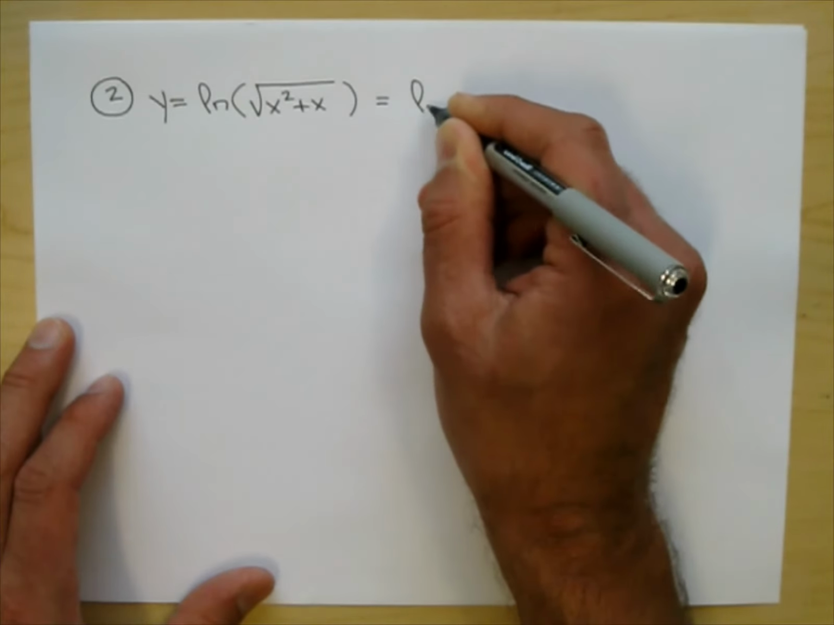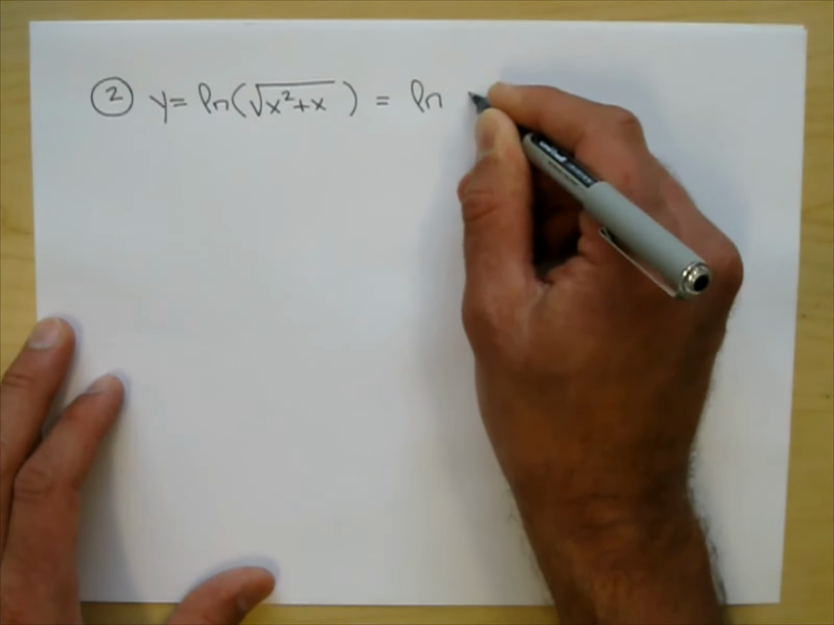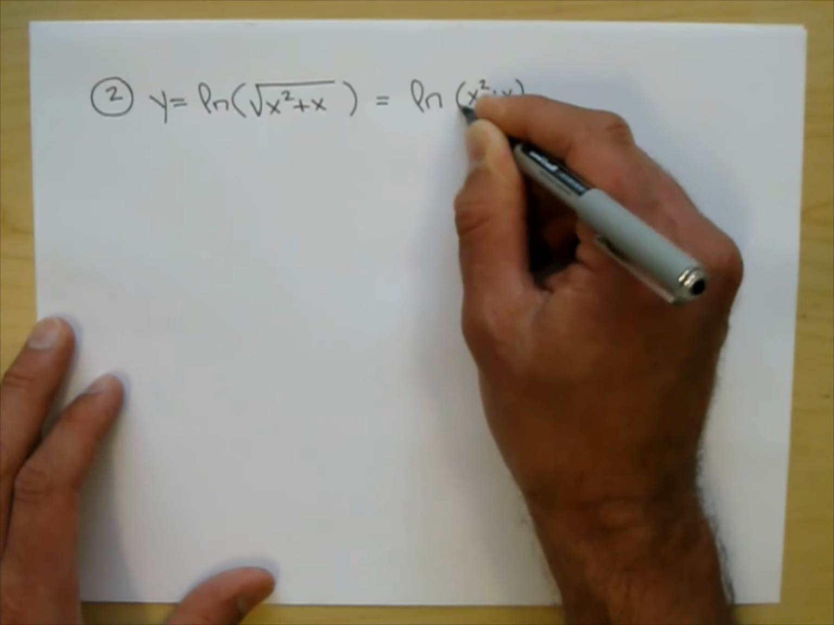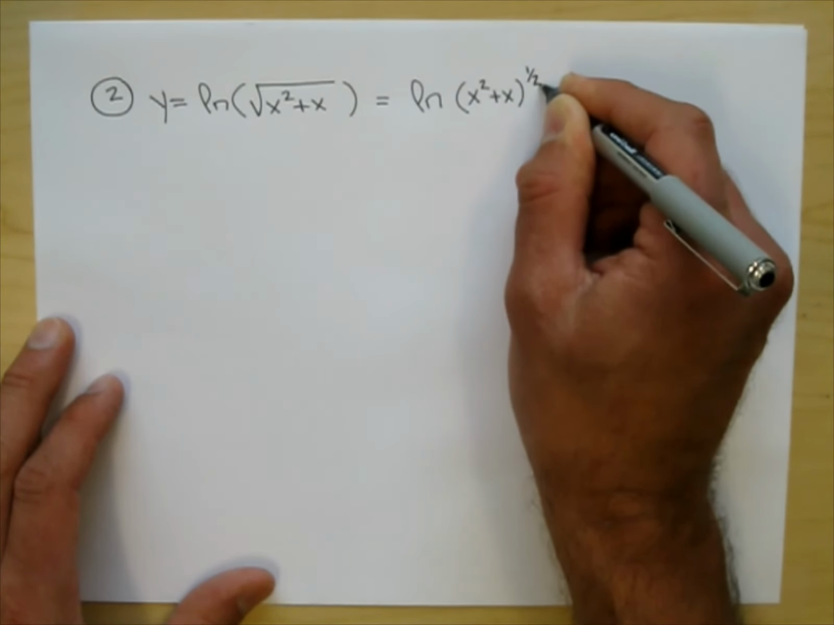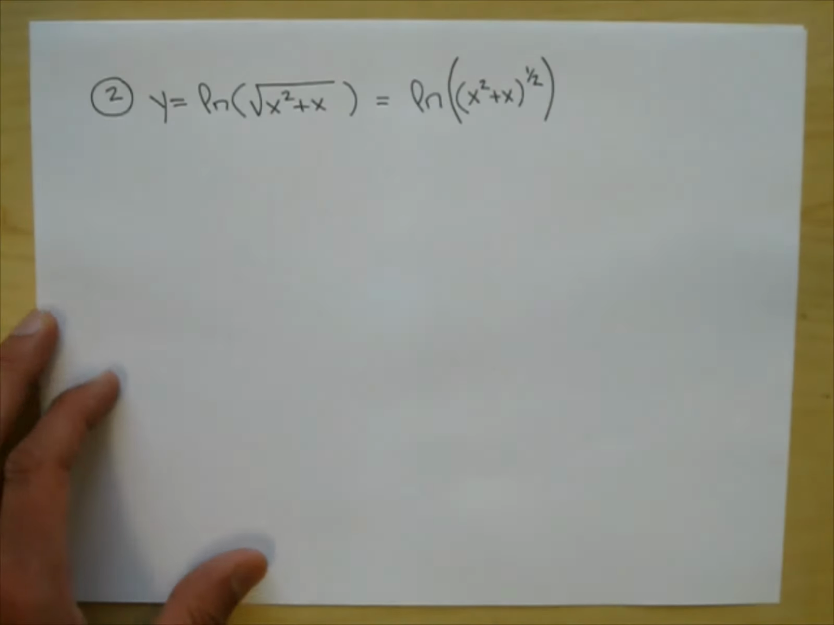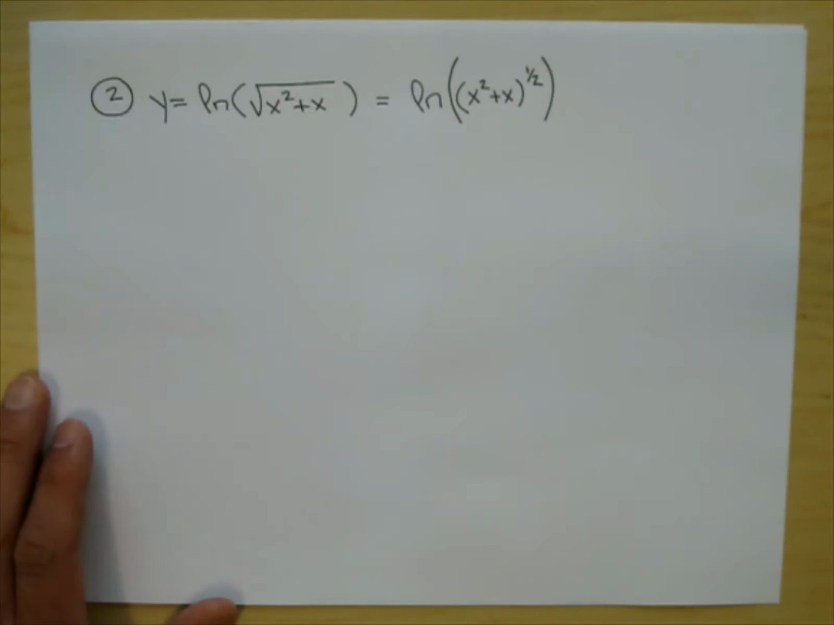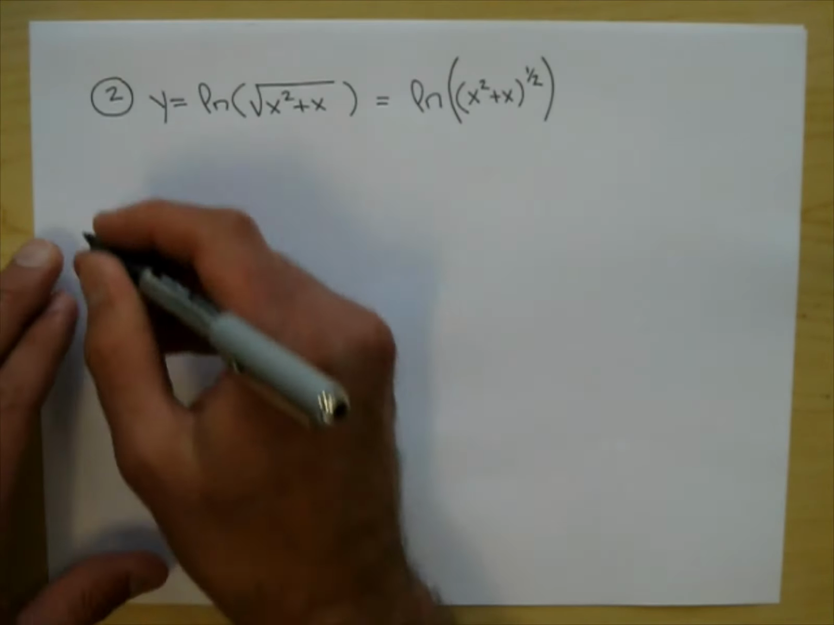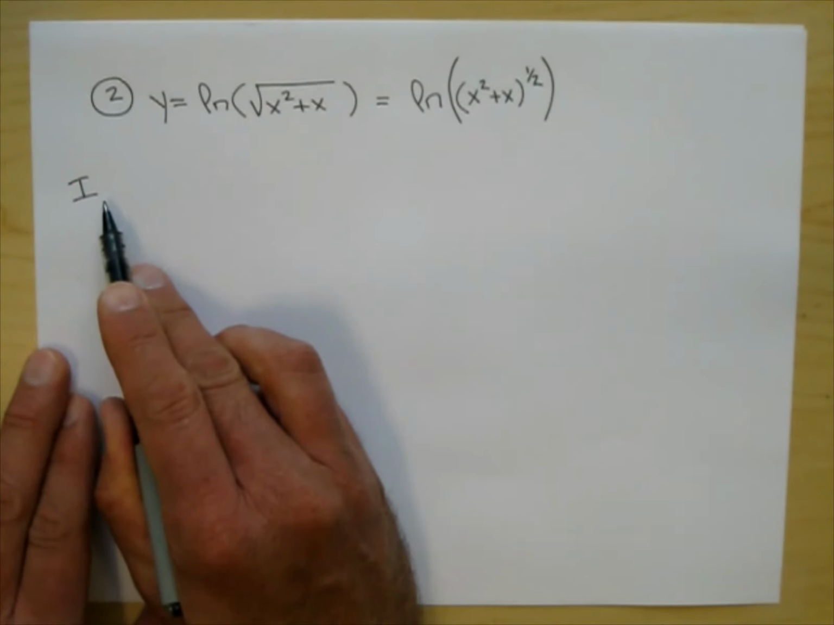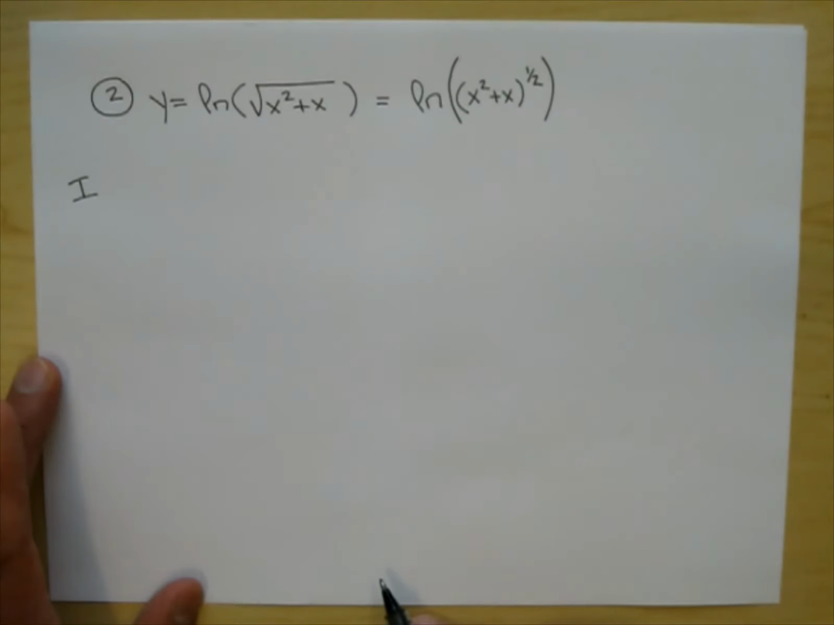So this is ln of x squared plus x, to the 1/2 power. Okay, there's two ways to go about this. We're going to do this the way that you'll see a lot of people do this. So here's the first way. You can tell me which way you like better.